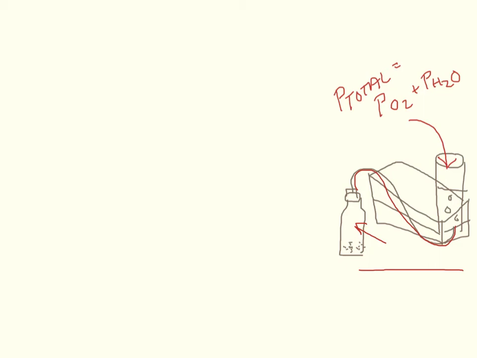What's important to know is that this pressure inside this container of the gas that's collected isn't pure oxygen. It's a mixture of oxygen and water together. So if you want to know just the pressure of the oxygen, you have to subtract out the pressure of the water. So the formula you're going to use is this. The total gas pressure is going to be equal to the pressure of the oxygen plus the pressure of the water.